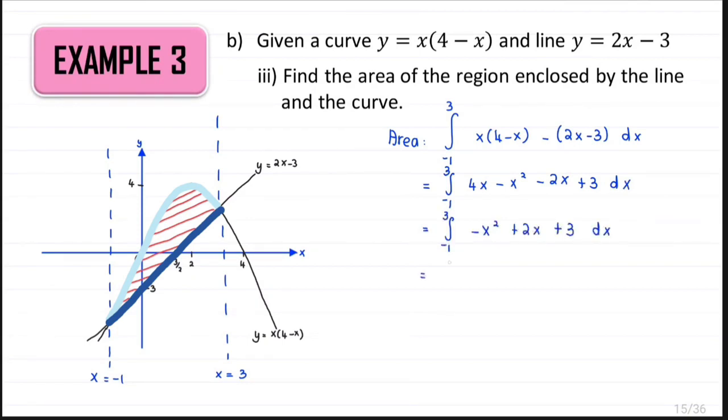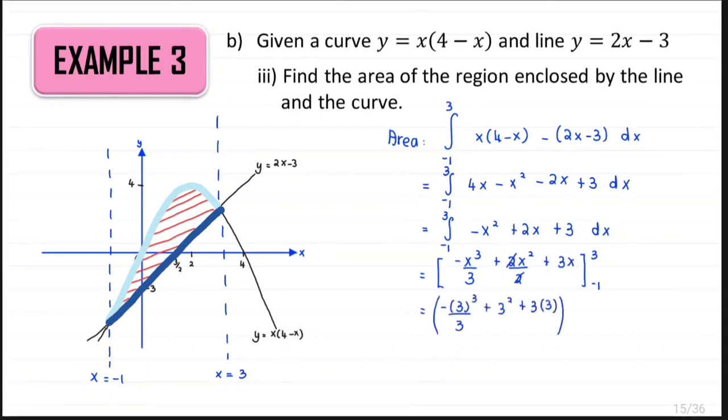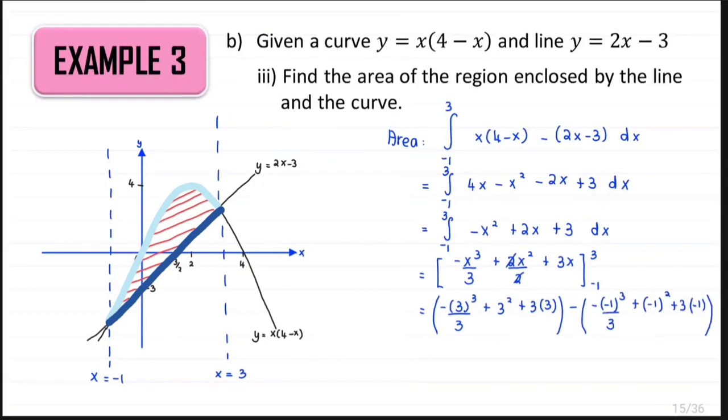Then we integrate. We get negative x cubed over 3 plus 2x squared over 2 plus 3x, integrated from -1 to 3. Okay, then we substitute values and simplify. Substitute 3 first, then minus the substitution of negative 1. Then we calculate, and we get the answer 2/3 unit square.